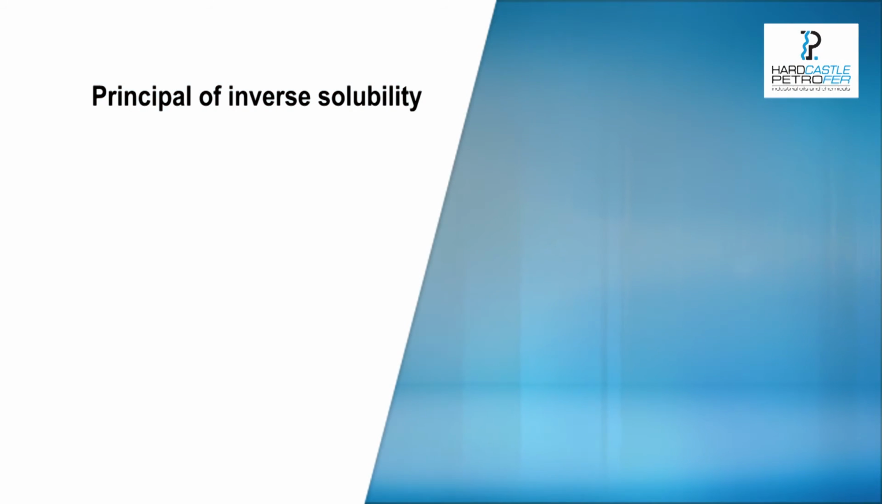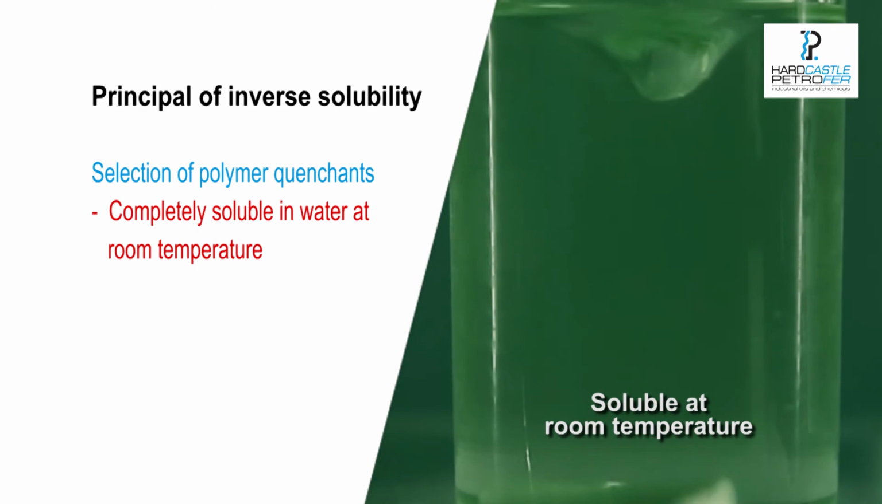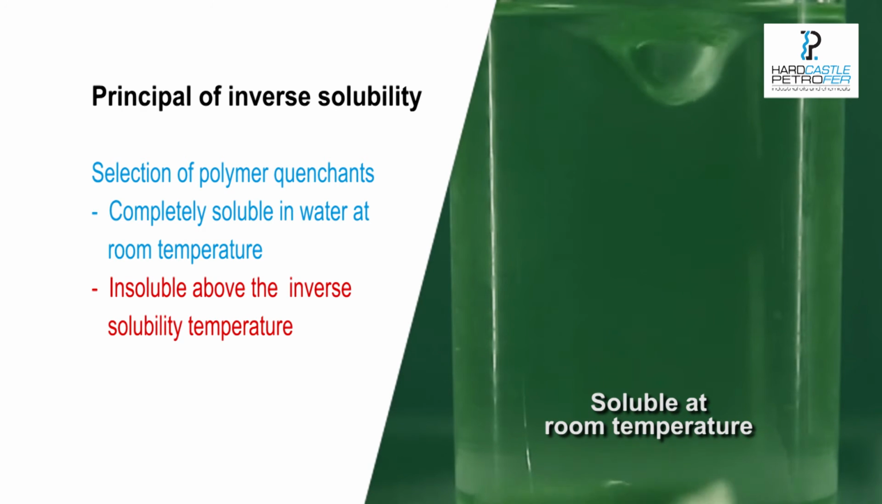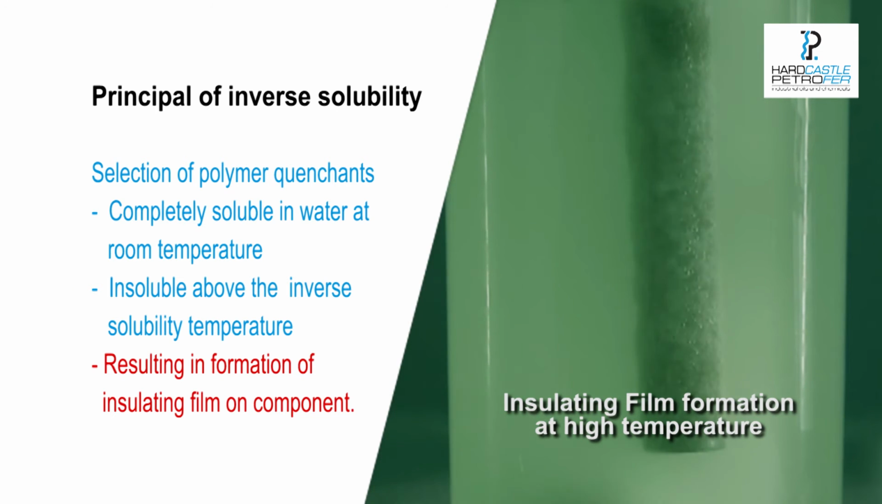Inverse solubility polymers exhibit inverse solubility in water, that is, they are soluble in water at room temperature, but insoluble above the inverse solubility temperature, normally 65 degrees Celsius to 70 degrees Celsius. These polymer solutions reduce the quenching effect of water by virtue of the polymer in solution becoming insoluble at the inverse solubility temperature during the quenching process and plating out onto the hot surface of the component. The thickness of the insulating film formed varies with the concentration of the polymer in the original solution.